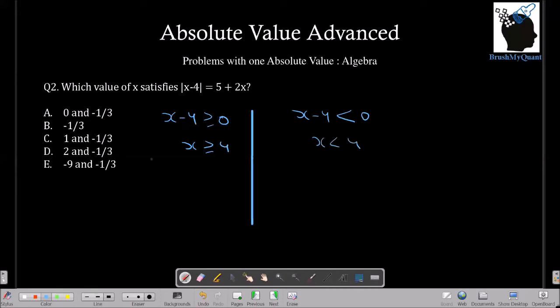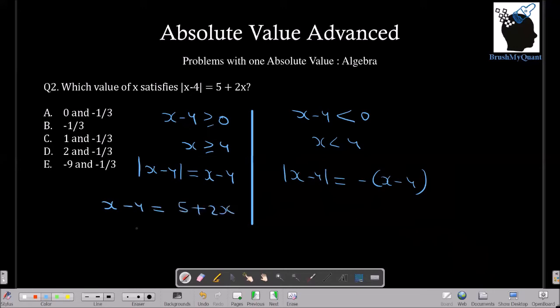So this will give us mod of x minus 4. We can directly open. And in this case, mod of x minus 4 will be equal to minus of (x minus 4). So this is a simple equation. x minus 4 is equal to 5 plus 2x, or nothing but x is equal to minus 9. And in this case, minus x plus 4 is equal to 5 plus 2x, or nothing but x is equal to minus 1 by 3.